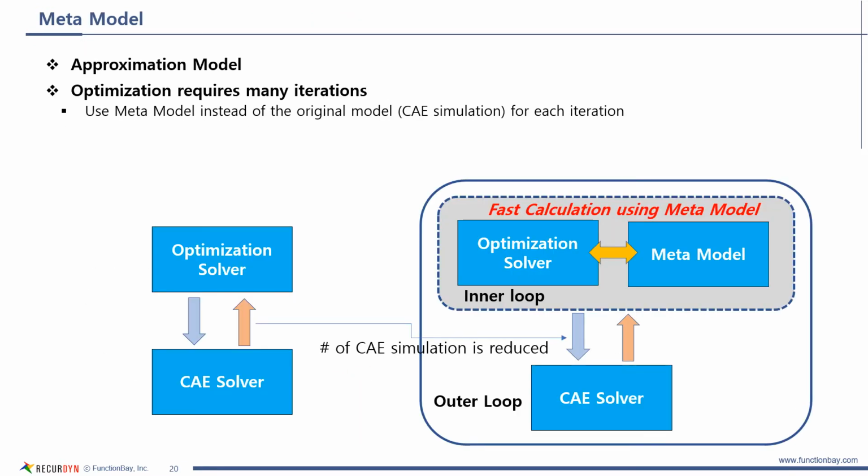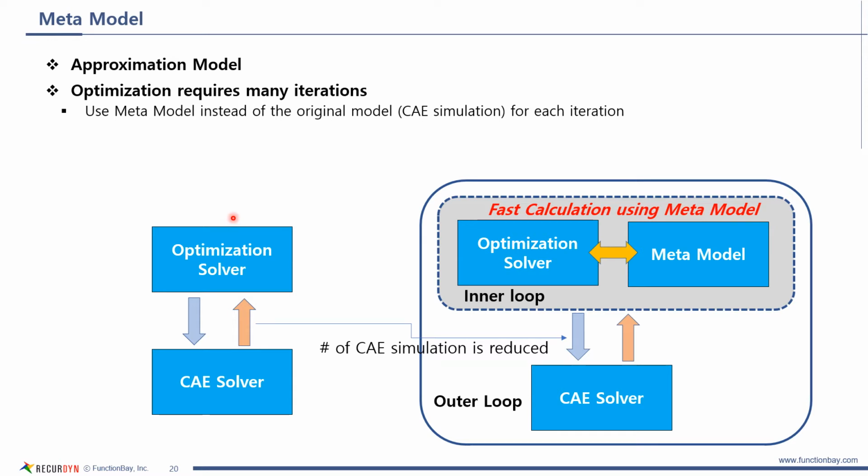Even though this presentation doesn't target the details of optimization method, I think I should take a moment to explain metamodel. Metamodel is also known as an approximation model or surrogate model. In optimization, it is usually called metamodel. As I explained in the previous page, optimization requires many iterative simulations, hundreds and even thousands. It requires a huge amount of simulation time.